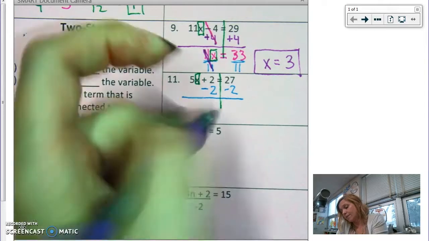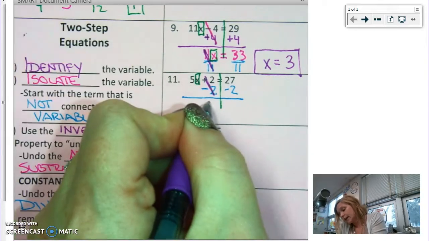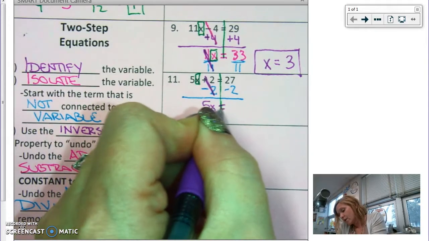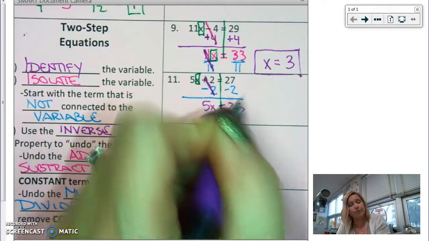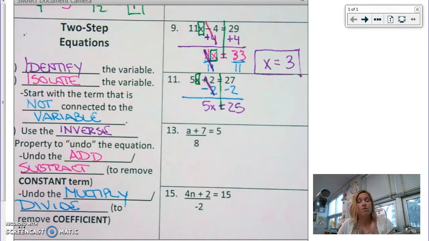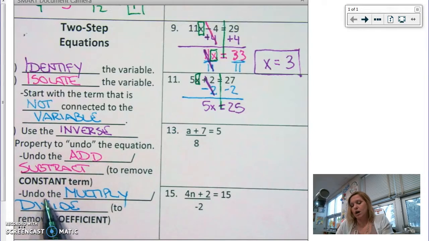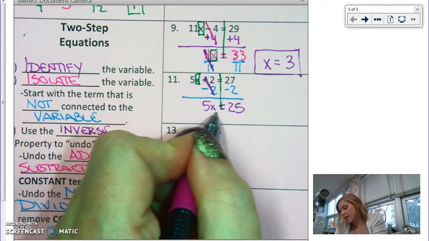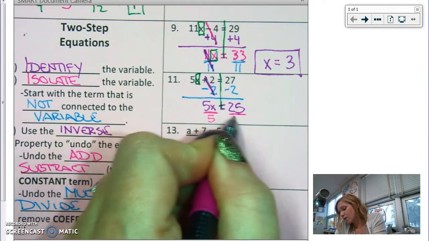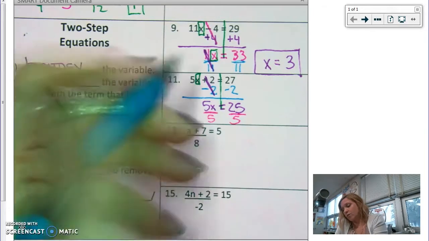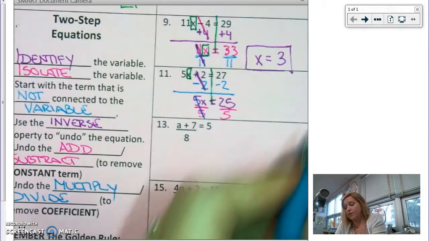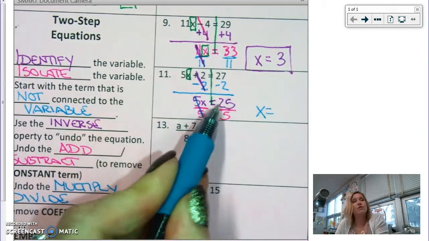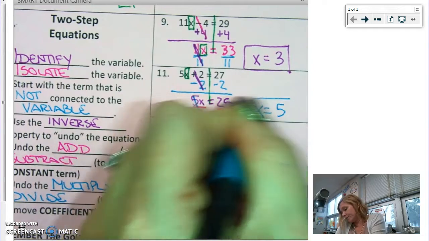And that leaves me with this canceling out, leaving 5x over here and 25 over here. Now, to get x by itself, we are going to undo the multiplication by dividing to get rid of the coefficient. So we're going to take 5 times x and divide it by 5 to get rid of it. So we are left with 1 over here, so we're left with our x. And 25 divided by 5 is 5.